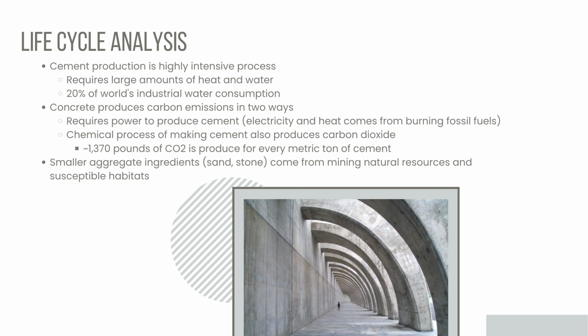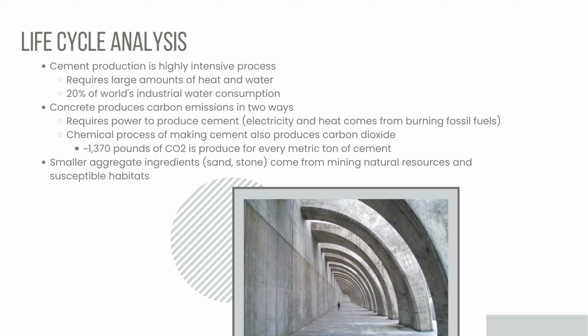Making cement is a really energy-intensive process. It requires raw materials like clay and limestone to be heated to more than 2,500 degrees Fahrenheit to turn them into the binding agent. Unlike other major construction commodities, concrete produces carbon emissions in 2 ways, not just one. The first way is the power required to run the plants to produce the concrete, because that electricity and heat still overwhelmingly comes from burning fossil fuels. Second, the actual chemical process itself, calcination, produces a significant amount of carbon dioxide as a byproduct. Roughly 1,300 pounds of carbon dioxide is produced for every metric ton of cement manufactured.